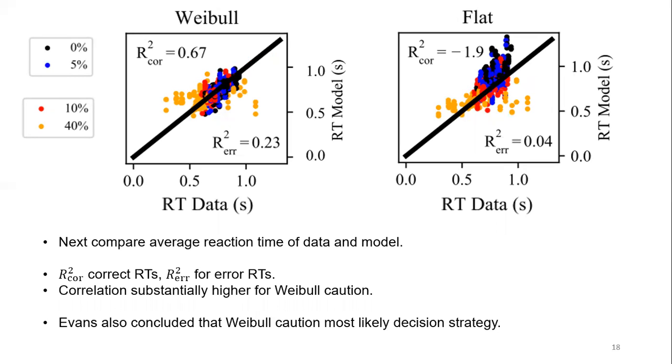And looking at this does give us a really good way to distinguish between these 2 models. We find that the correlation is substantially higher for the Weibull Cauchy than it is for the flat Cauchy. And this is really nice because Evans also concluded in their work that Weibull Cauchy was the most likely decision strategy. This is demonstrating that we are able to get a very similar result using a very different technique.